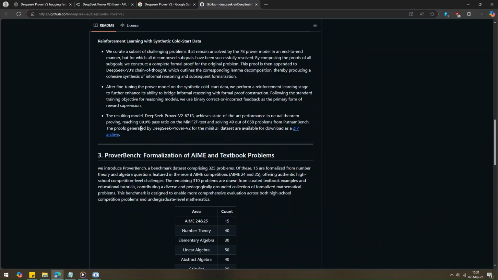If you're interested, you can download the proofs it created for the Mini F2F dataset in a zip file. And there's more. They've also created Prover Bench, a set of 325 math problems from different areas like algebra, calculus, and number theory. Some of these come from high school math competitions, while others are from textbooks and tutorials. It's a mix of easy and hard problems to test how well the model works.